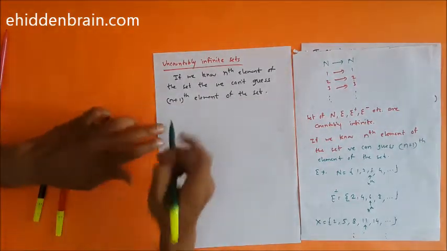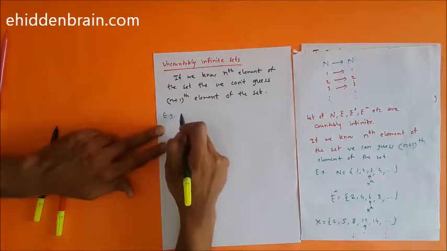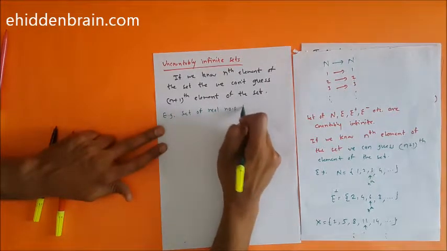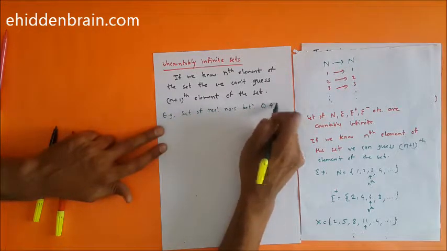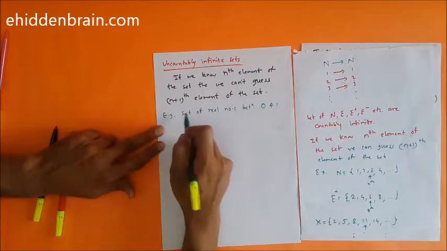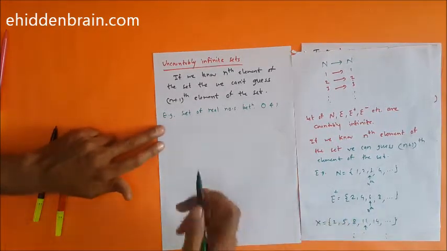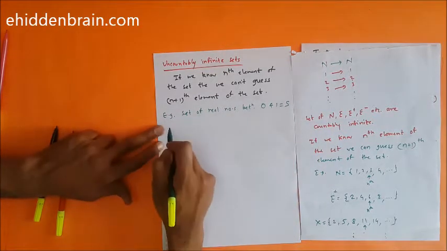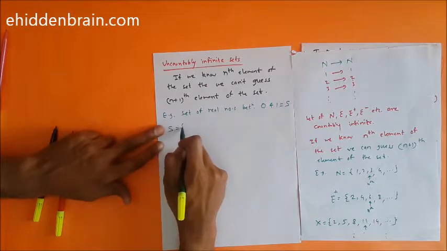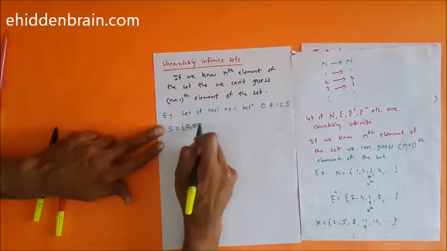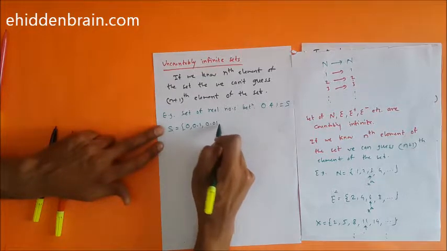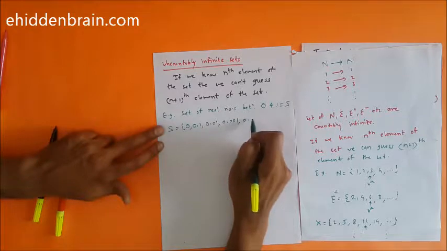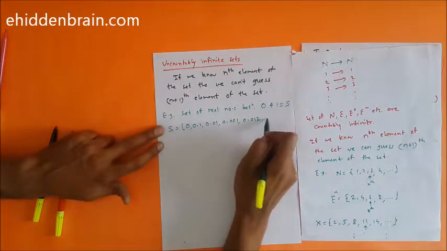For example, the set of real numbers between 0 and 1 is uncountably infinite. Why? Let's say this set is denoted by S. Then S will start from 0, then I can have 0.1, I can have 0.01, I can have 0.001, something like this. So I can have 0.012, something like this.